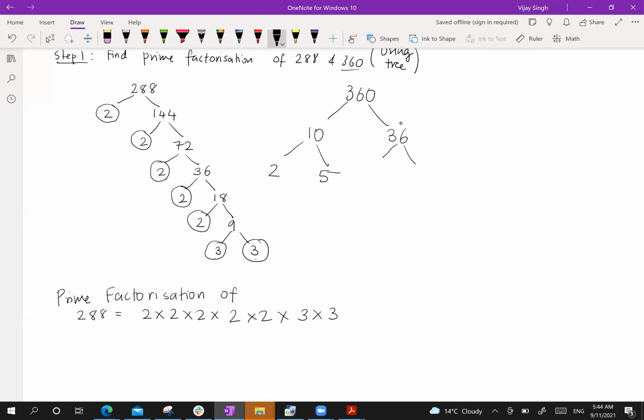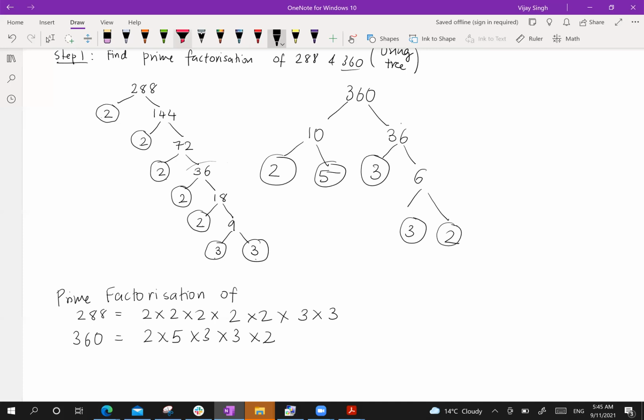For this other branch, I know 3 sixes are 18, so 36 is 3 times 6, or otherwise you could have followed the loop here, right? Then 6 is the same as 3 times 2. Since these are prime, we can just label these. Look at the bottommost leaves. We get 360 is 2 times 5 times 3 times 3 times 2. Now a comment: it is always better to write from the smaller prime to the bigger.